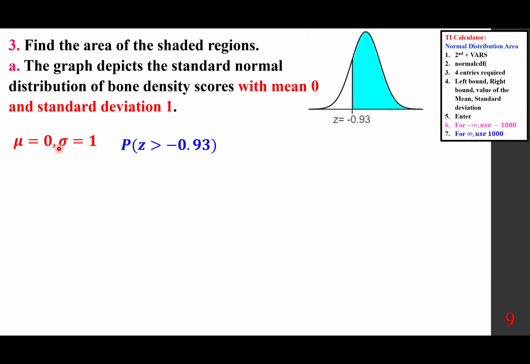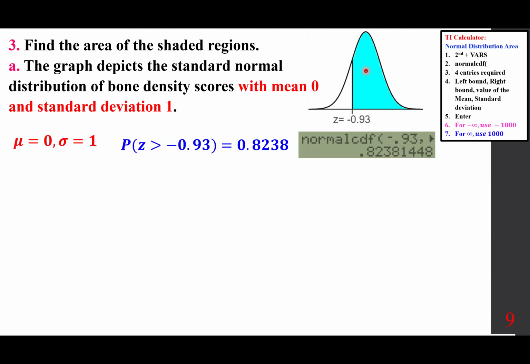By now, we should know how to read the table. And we can go with the table or technology. Normal CDF from negative 0.93 to infinity. And remember, you would put some number like 100 to 1000 for the right. This is the answer, 0.8238. If I stop here, next to it is 1. Therefore, it remains unchanged.